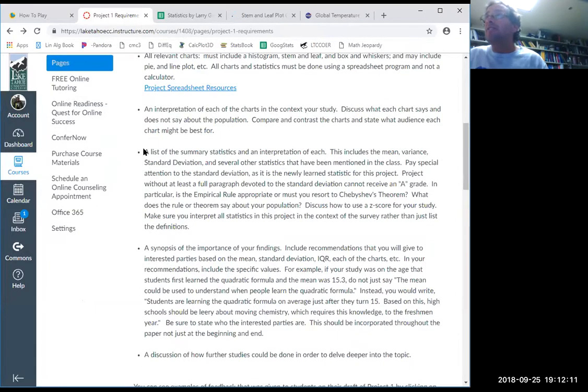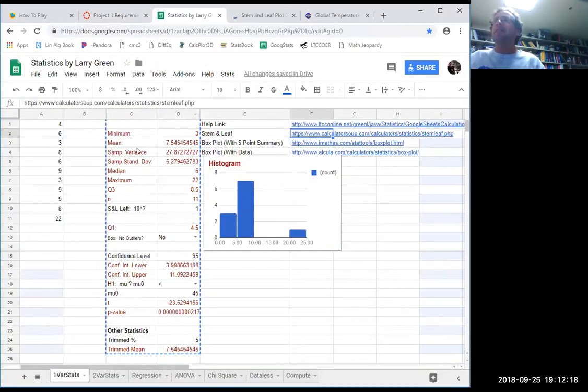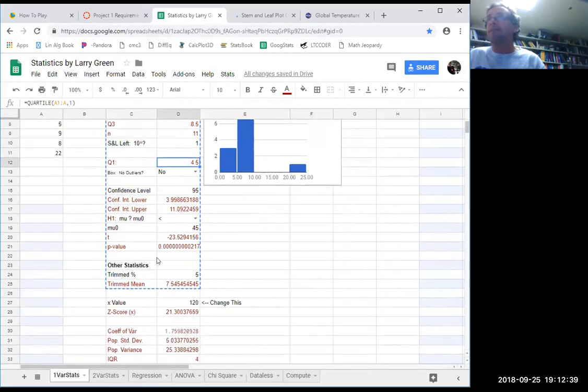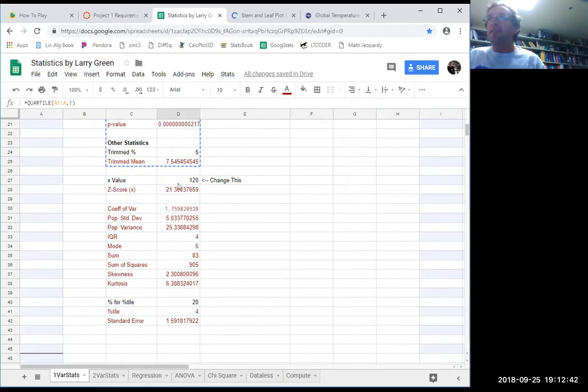You should give me a list of summary statistics and interpretations of each. So let me go back to the spreadsheet. So summary statistics: minimum, mean, sample variance. Sorry, not sample variance. That one's not important. Minimum, mean, sample standard deviation, median, maximum, Q3, N, Q1. Those are the main summary statistics so far. There's some others too. Z-score.